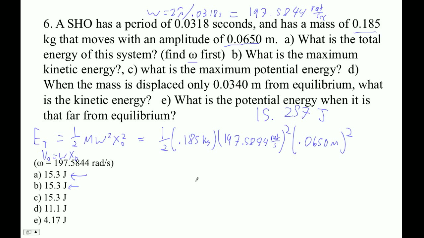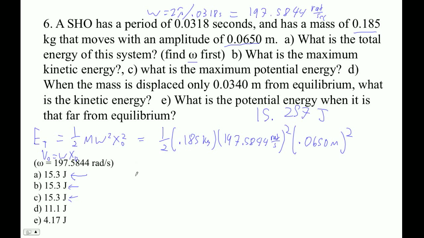And then for C, the maximum kinetic energy is the same as A. So yes, this is the maximum kinetic energy. It's also the total energy. It's also the maximum potential. And then D says, when the mass is displaced only 0.034 meters from equilibrium, what is the kinetic energy?